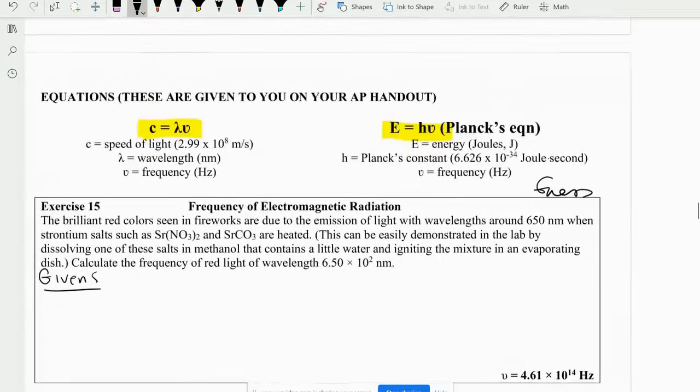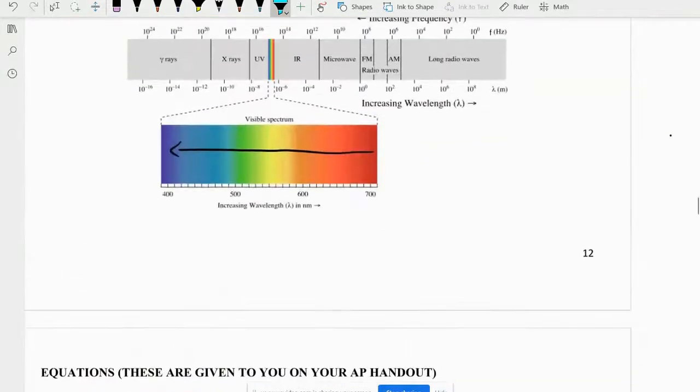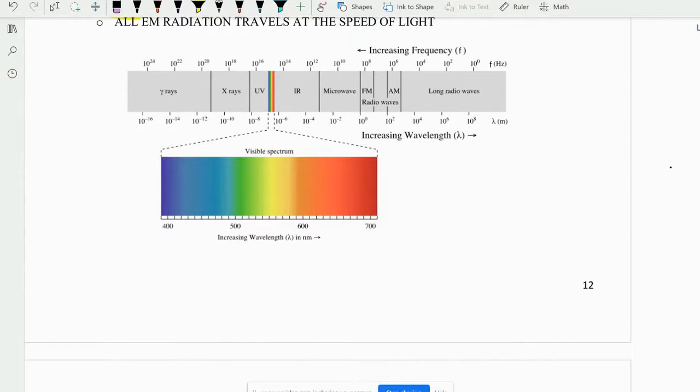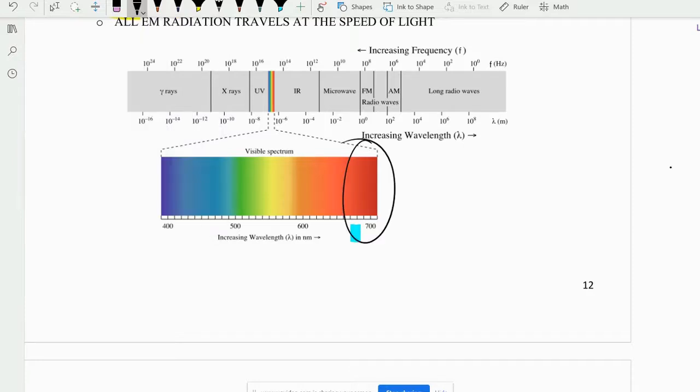Okay, so ideally, you're going to be using these two equations. And really quick, they're talking about red light with a wavelength of 6.50 times 10 to the 2 nanometers. Really quick, let's just go ahead and talk about our electromagnetic spectrum. What this problem is talking about is the visible light part of the spectrum, but more specifically, visible light right here. Right here is the red part.